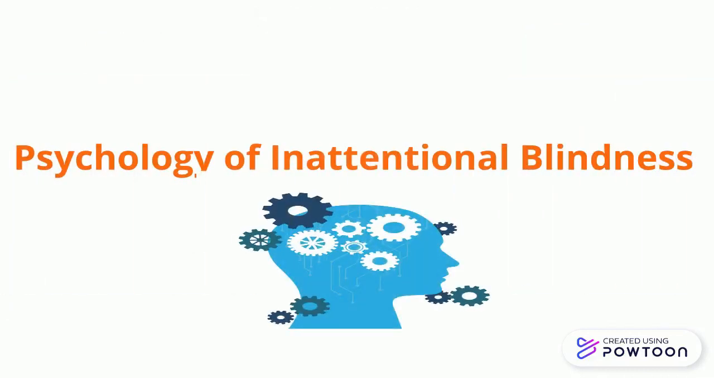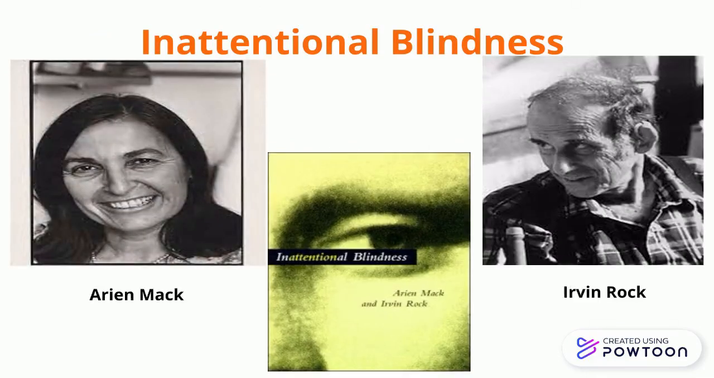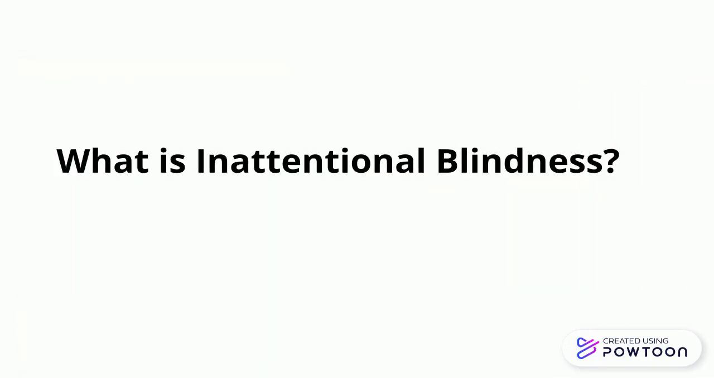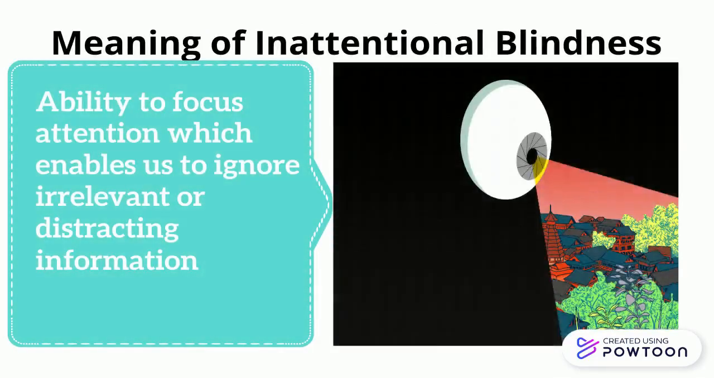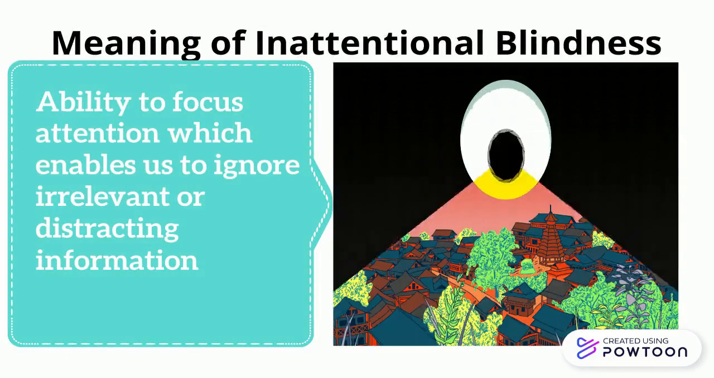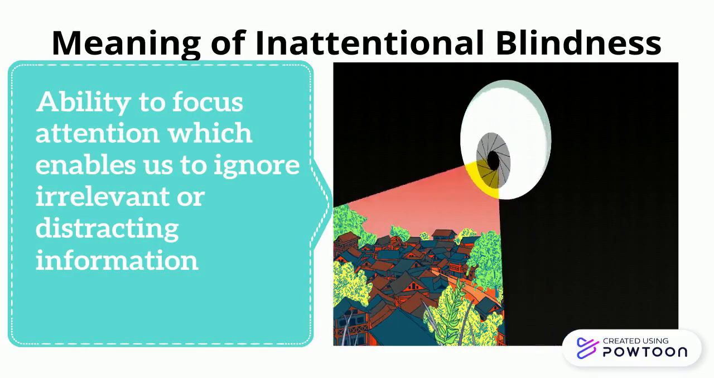The term inattentional blindness was first coined by two psychologists, namely Arien Mack and Irvin Rock, as the title of their book, in which they observed the phenomenon during their perception and attention experiments. What is inattentional blindness? Inattentional blindness can be viewed as a byproduct of attentional selection, in which our ability to focus attention enables us to ignore irrelevant or distracting information, but it occasionally leads us to miss items that we might have wanted to experience.